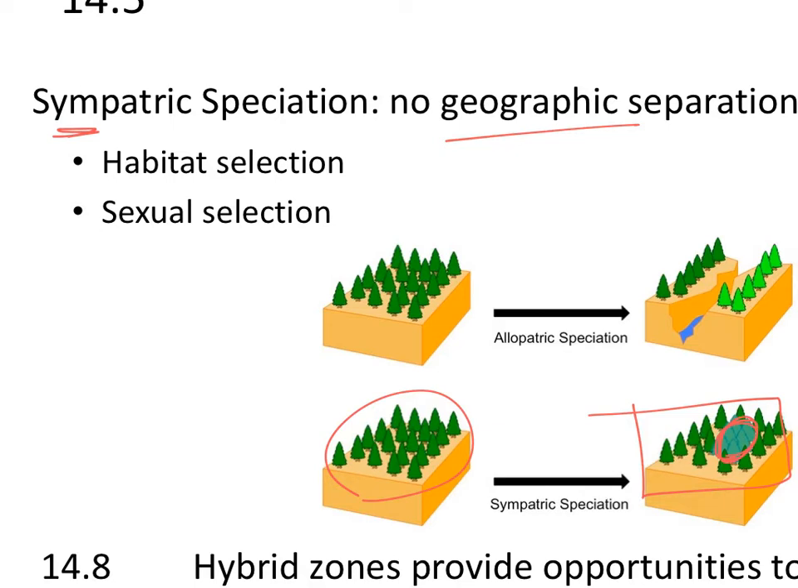Another example would be maybe if you think about a lake, like Lake Michigan, and let's say there's a population of trout in the lake.